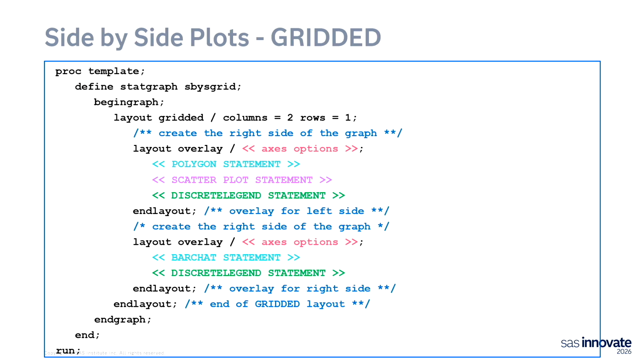So here is our side-by-side plot in the gridded layout. So we're going to use a layout grid. There's two ways to do this particular graph, layout grid and layout lattice. We're going to start with the grid. Now the grid indicates that the cells are going to be the same size. And that's key. The cells are going to be the same size.